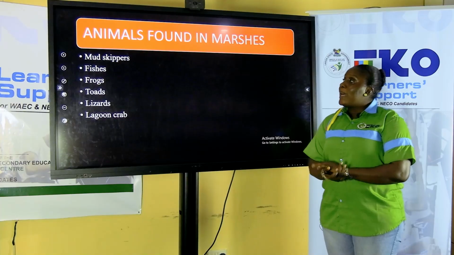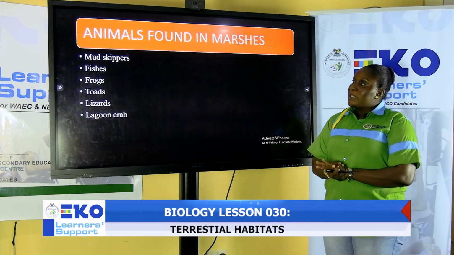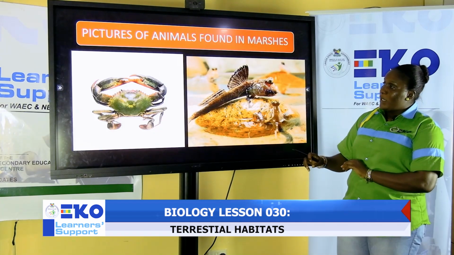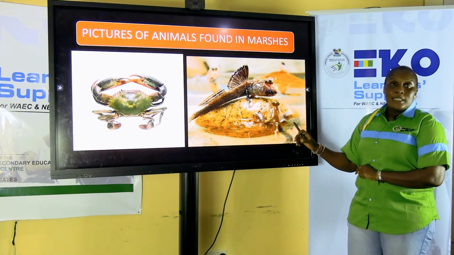We are moving on to the animals found in marshes. We have mudskippers, fishes, frogs, toads, lizards, and lagoon crabs. This is a lagoon crab, and this is a mudskipper.